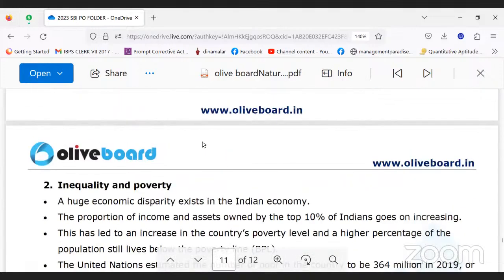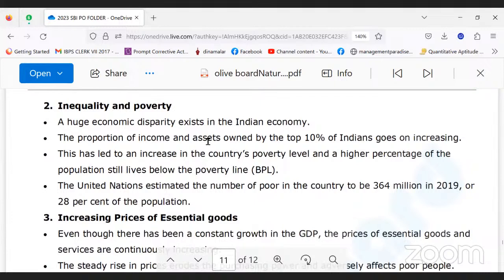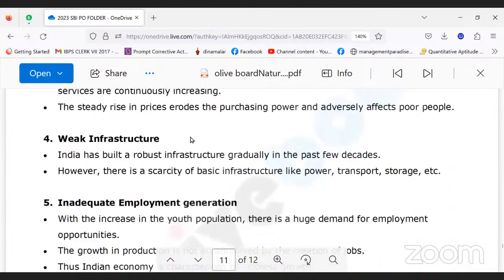Second, inequality and poverty. A huge economic disparity exists in the Indian economy. The proportion of income and assets owned by the top 10% of Indians goes on increasing. This had led to an increase in country's poverty level and a higher percentage of the population still lives below the poverty line. The United Nations estimated the number of poor in the country to be 364 million in 2019 or 28% of the population.